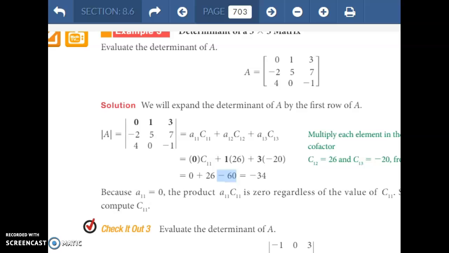All right, that's it for this chapter because I'm going to skip the other 2 sections.